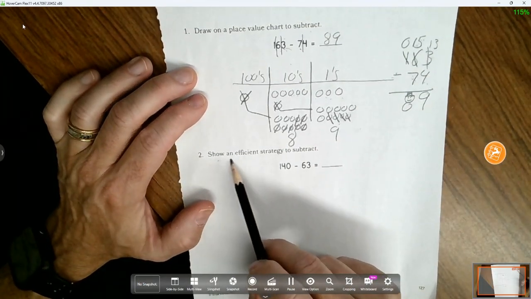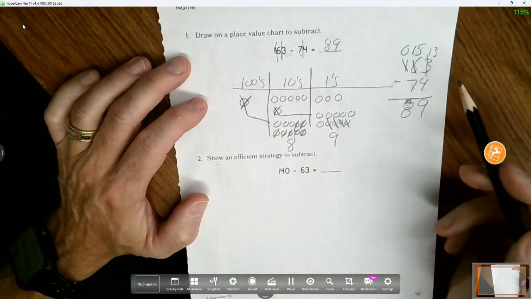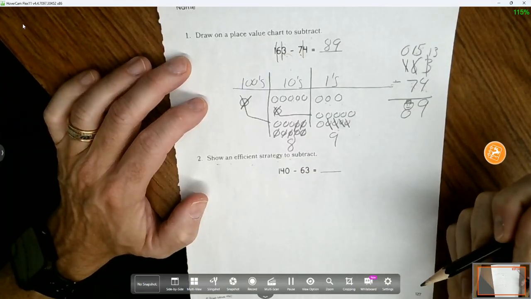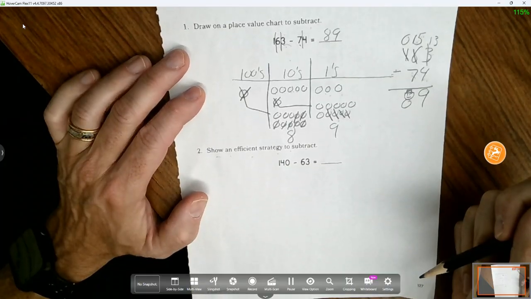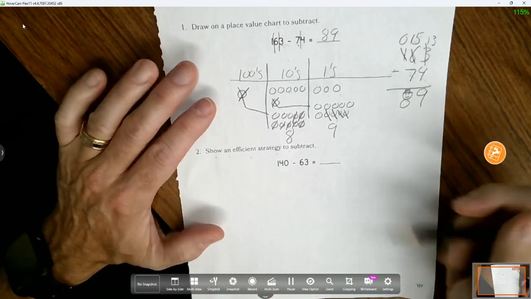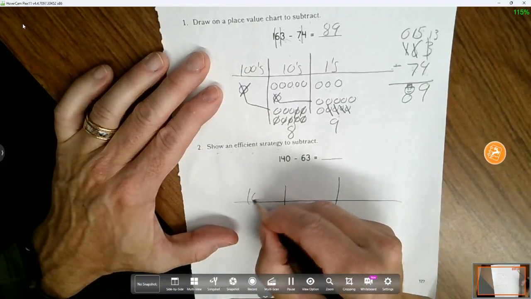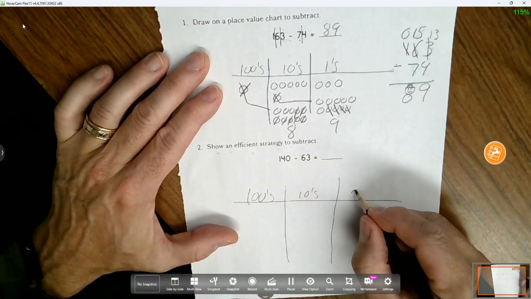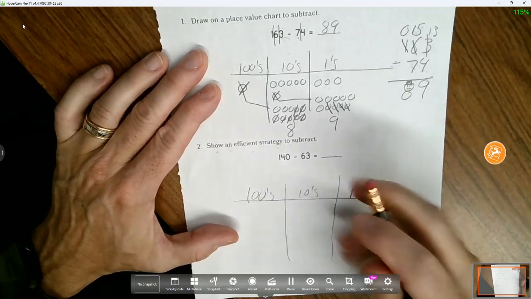So this one says, show an efficient strategy to subtract. It doesn't say to use a place value chart. Now, here's what I'm going to tell you. The place value chart for a long time will be the easiest way for you to do it. It really, really will. I'll help you set it up. I will not solve this one at all for you. Hundreds, tens, ones.